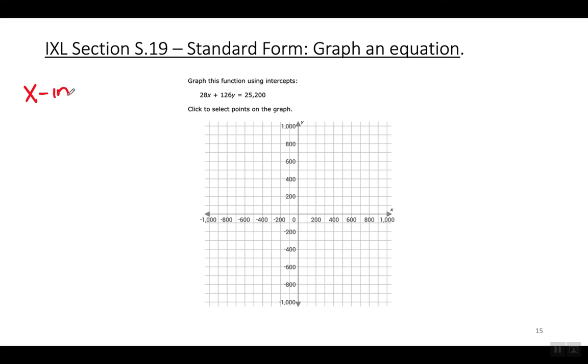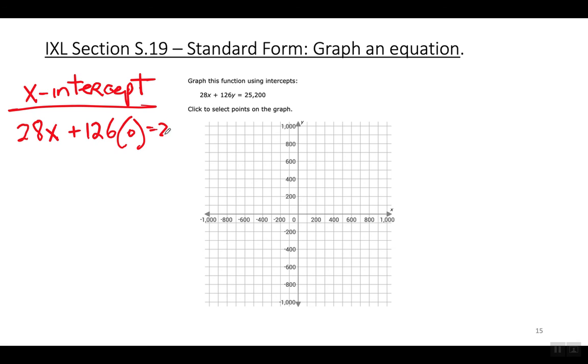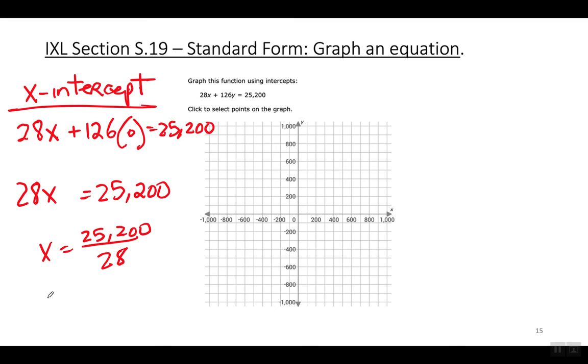All right, so to find my x-intercept, I'm going to make y equal to 0 and solve for x. So 28x equals 25,200. So x equals 25,200 divided by 28. Yes, I'm going to use a calculator for that. I don't want you guys to think I'm actually doing that in my mind. All right, so that one gives me 900. So when y equals 0, x equals 900.